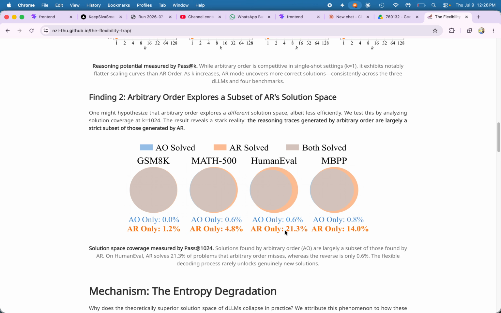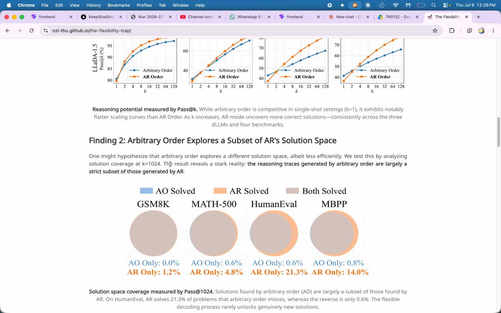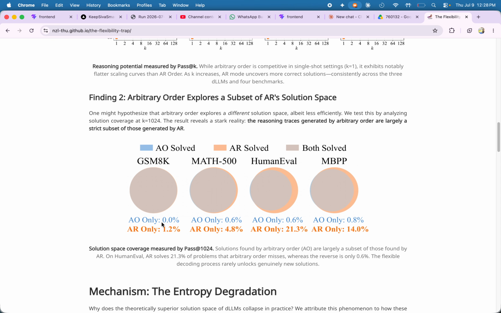So what they are trying to say is, one might hypothesize that arbitrary order explores a different solution space less efficiently. So for arbitrary order, they are in a different space, right? Because they are printing at different places across the sentence. So how are we going to test this?